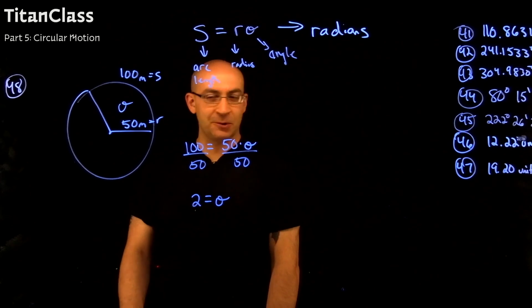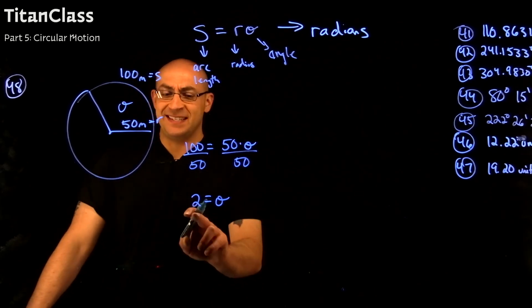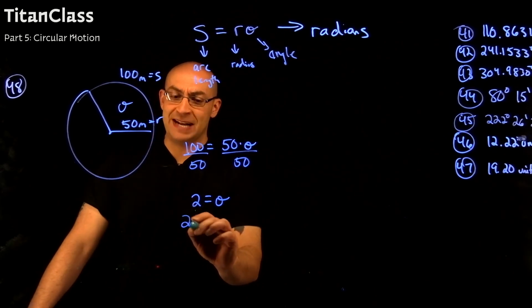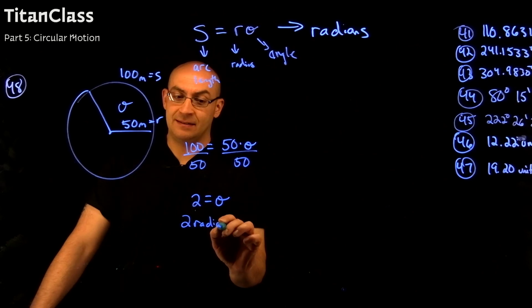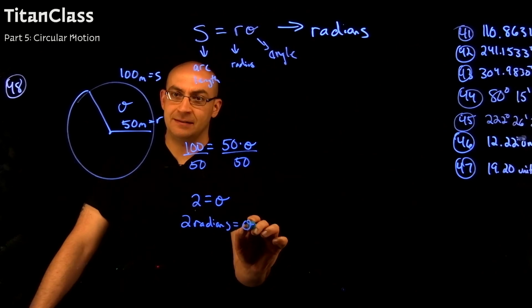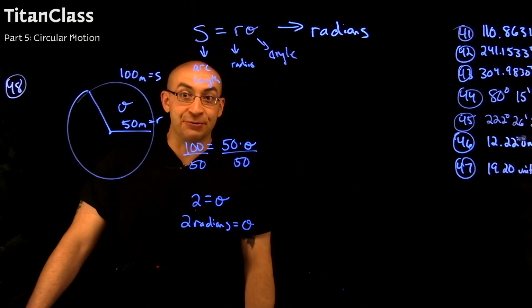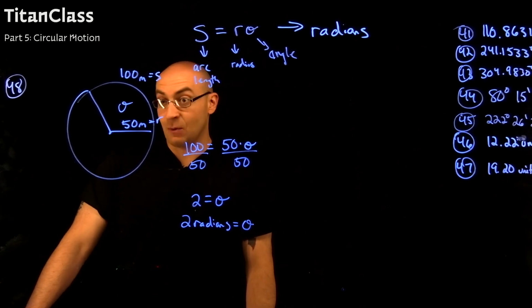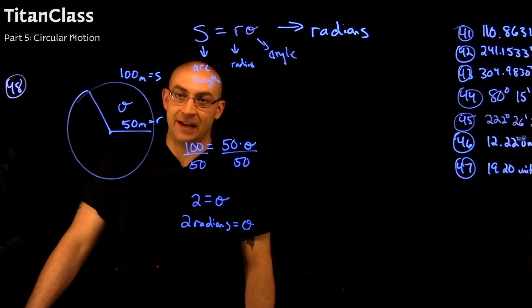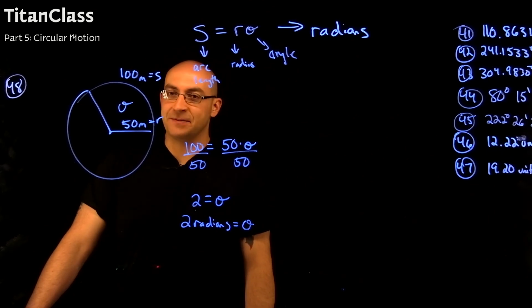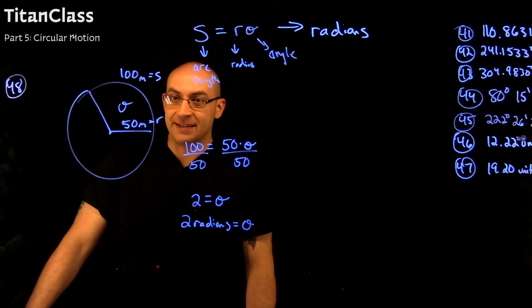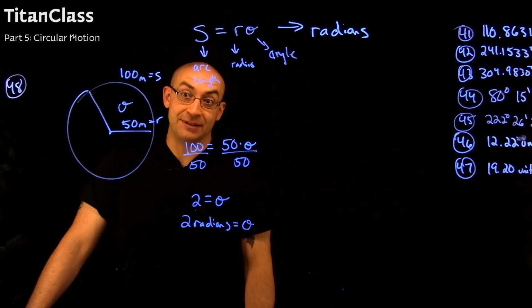Okay, so what do we have here? This is a radian measurement. We have 2 radians, which is theta. Now, it said I wanted the degree measurement of theta. I don't want the radian measurement. So let's think about this for a second. If I have 2 radians, how many degrees is 2 radians? Well, how many degrees is 1 radian?